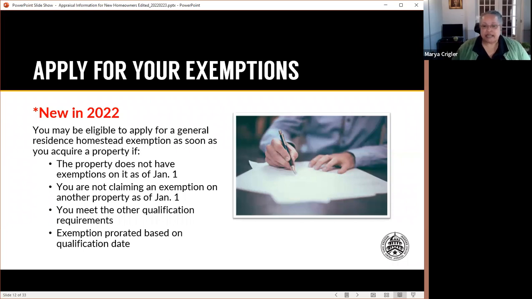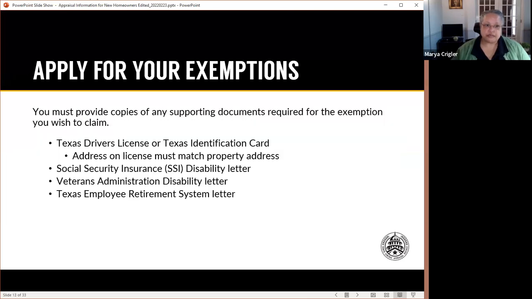And as I said earlier, for any newly eligible homeowner applying for the exemption on a property that does not already have an exemption, that exemption is prorated based on the date that you qualify. So we take the number of days left in the year based on the date that you qualify, divided by the total number of days in a year, and that becomes the percentage of the exemption that you get to have for that year.